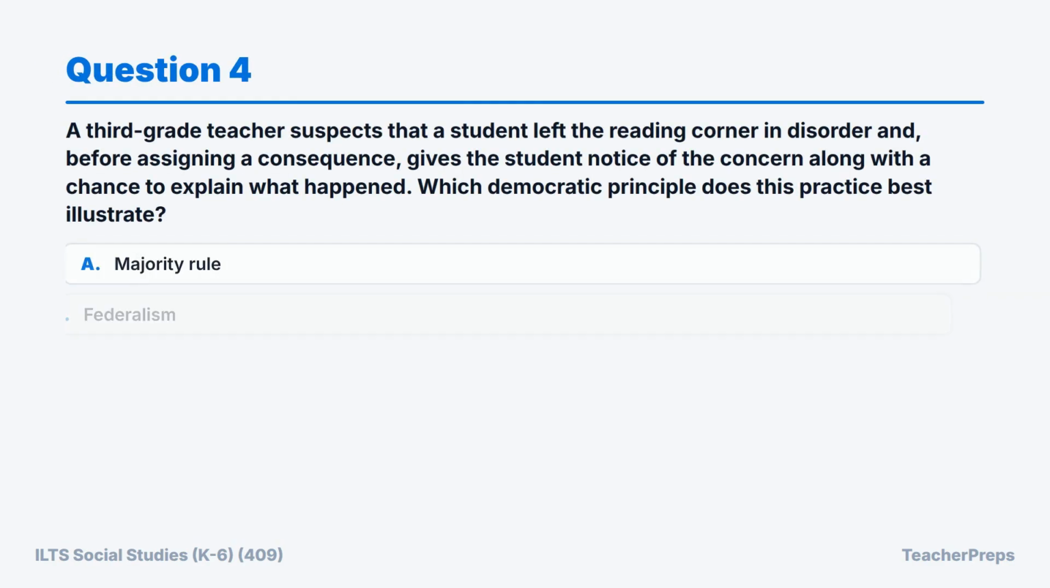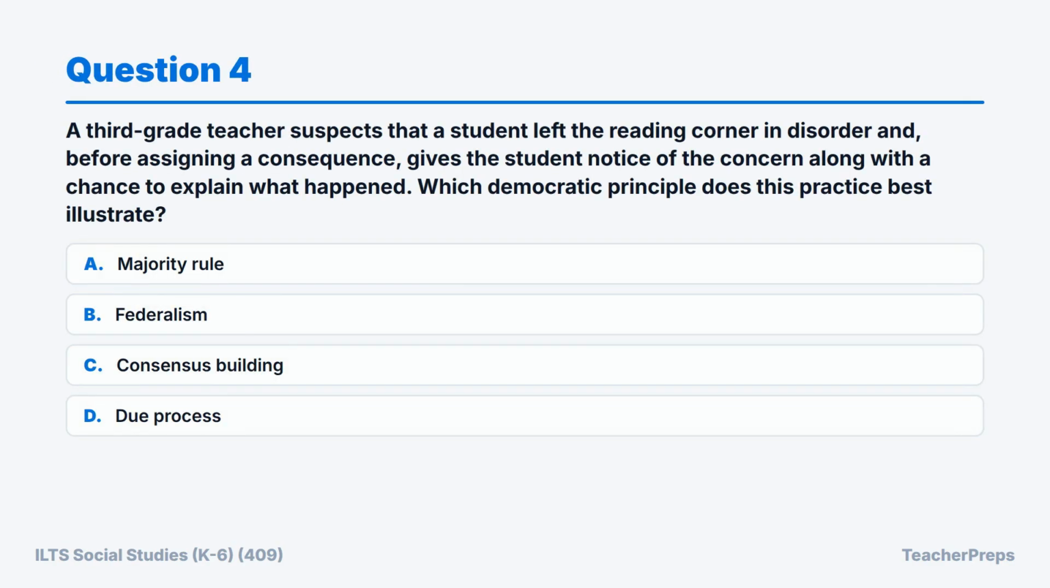Question 4. A third-grade teacher suspects that a student left the reading corner in disorder and, before assigning a consequence, gives the student notice of the concern along with a chance to explain what happened. Which democratic principle does this practice best illustrate? Pause the video and select the best answer.